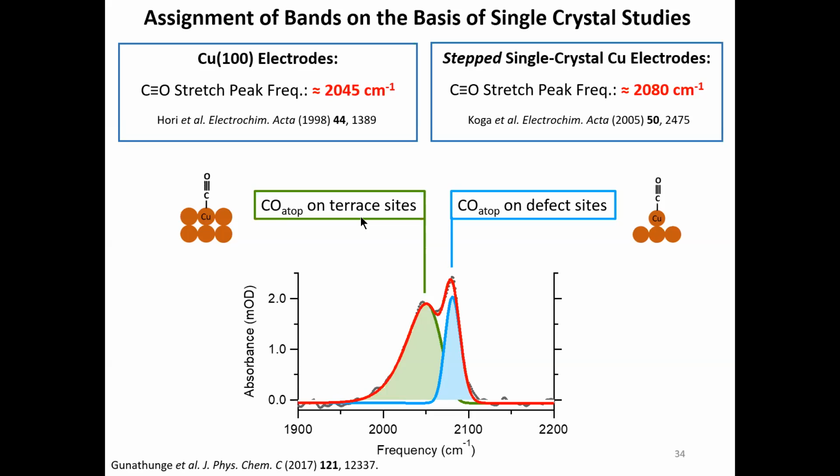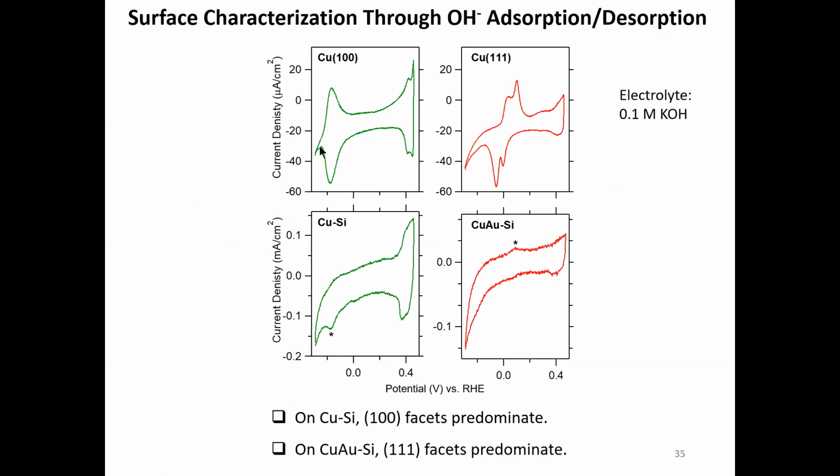Now, another way of assessing the structure of the electrode is through the adsorption and desorption of hydroxide. To this end, we employed cyclic voltammetry. So we took these cyclic voltammograms of copper 100 and copper 111 electrodes at a pH of 13. And you can see these cyclic voltammograms contain adsorption and desorption peaks due to the adsorption and desorption of hydroxide. And you can see the potentials of these peaks are specific to a specific exposed crystallographic facet. So the peak potentials of these bands identify a specific crystallographic facet.